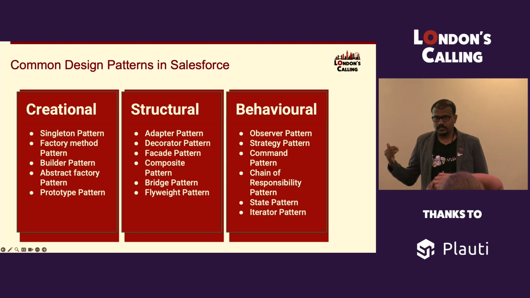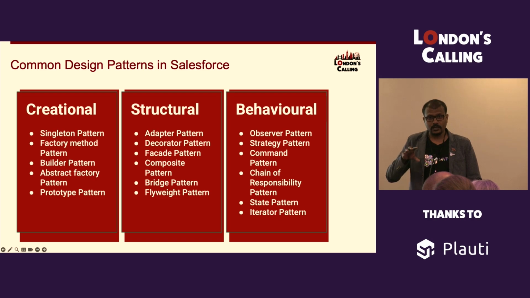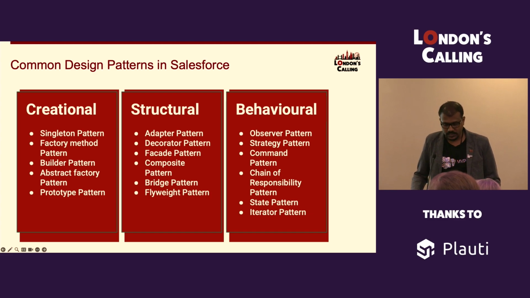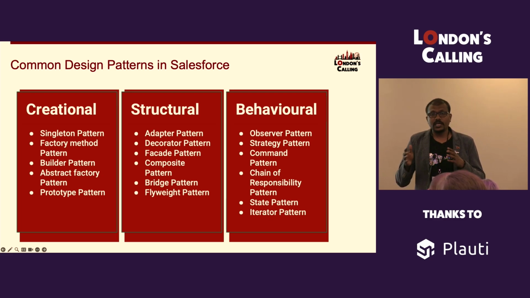And we have structural design patterns. These deal with object composition and the structure of the classes. They can ensure that if one part of the system is changed, we don't need to change everything in the system. And we have the third type, behavioral design patterns. Behavioral design patterns make sure that the communication between different components is handled.